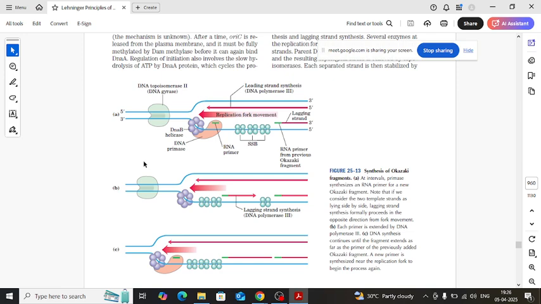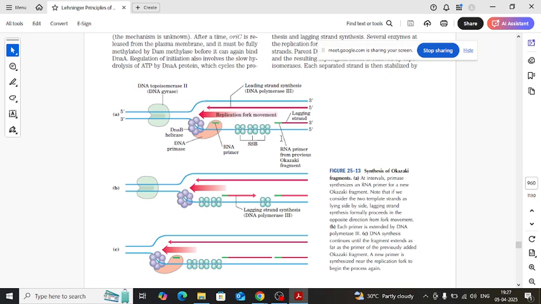Now in the leading strand, this is 5 prime to 3 prime, so in the direction of the replication fork movement, the direction is 5 prime to 3 prime, so it can easily synthesize the leading nascent strand, right, by DNA polymerase 3. But for the lagging strand, the parent strand is 3 prime to 5 prime in the direction of the replication fork movement, right? But DNA polymerase can only elongate in the direction of 5 prime to 3 prime, right? It cannot do it from 3 prime to 5 prime.